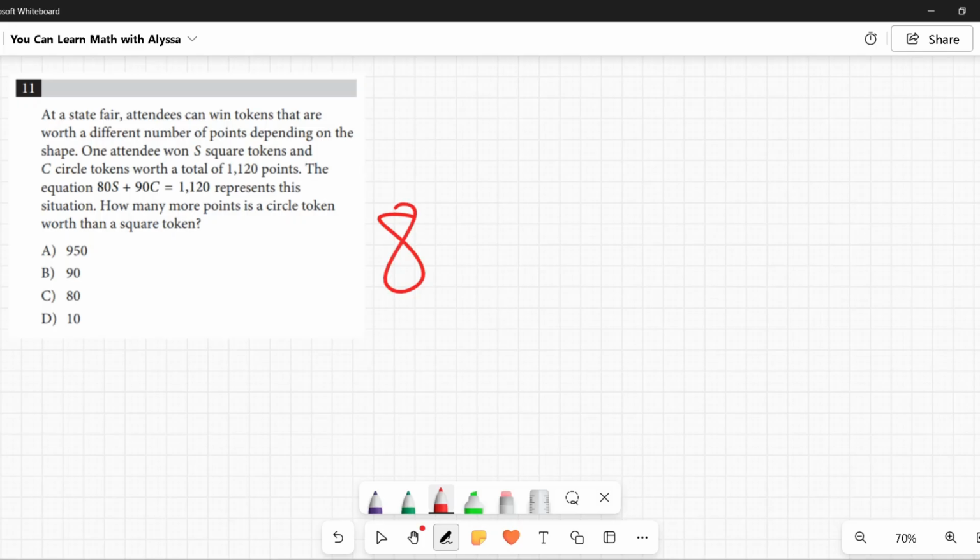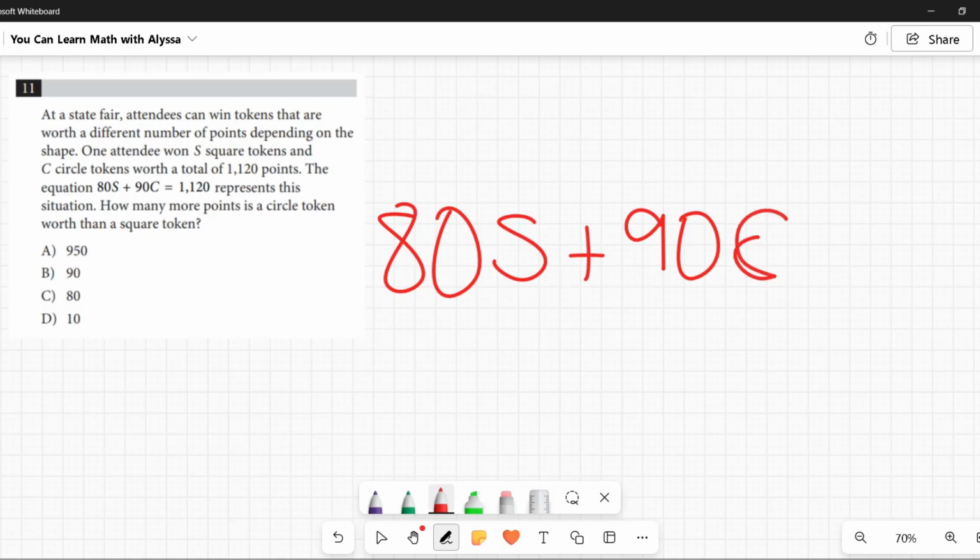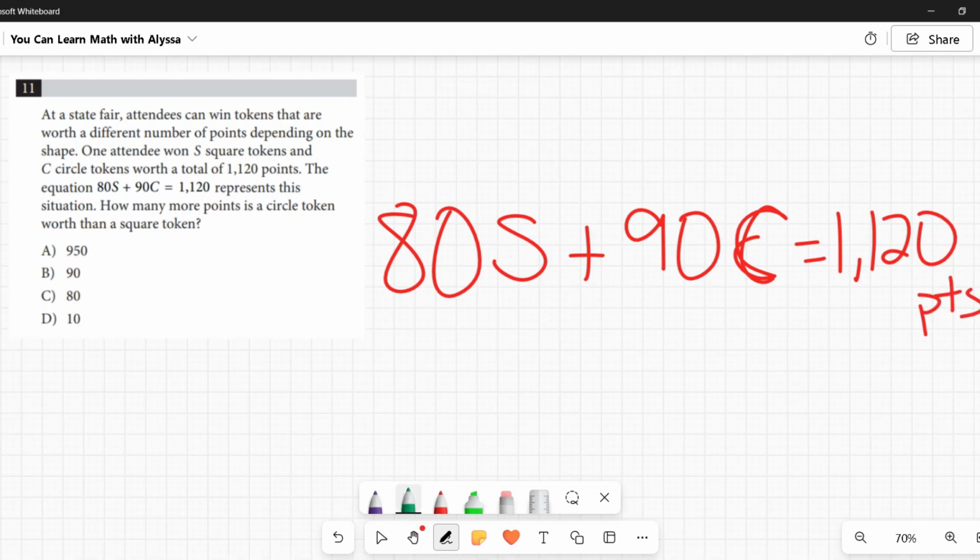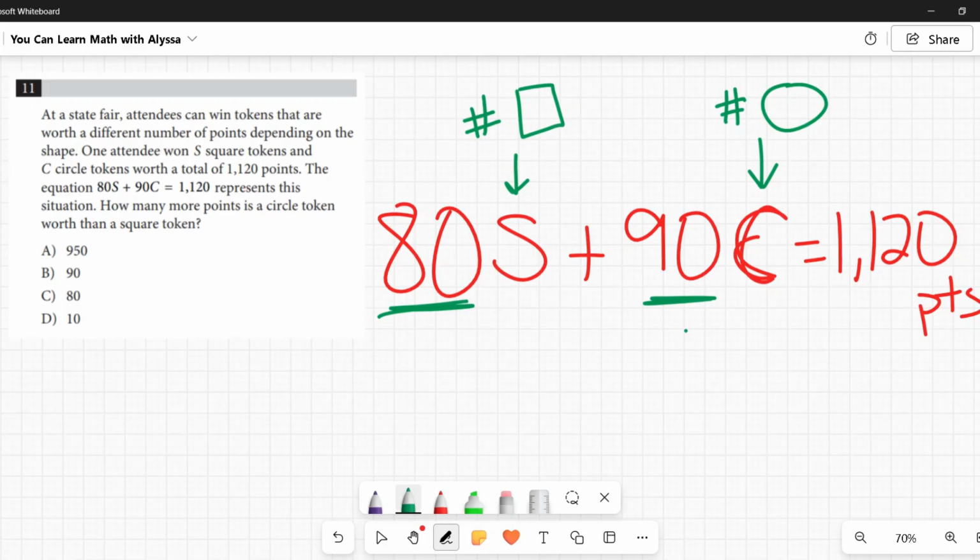So this equation, 80 times S plus 90 times C, big C, equals 1,120. This is points. S is the number of square tokens, and C is the number of circle tokens. So 80 times the number of square tokens plus 90 times the number of circle tokens equals the total number of points. So this is telling us that the S is worth 80 points and the C is worth 90 points.